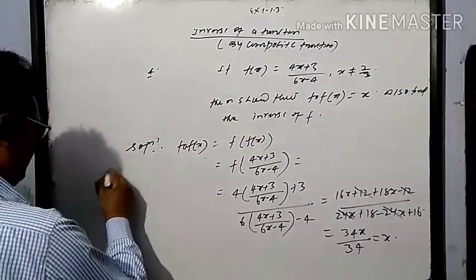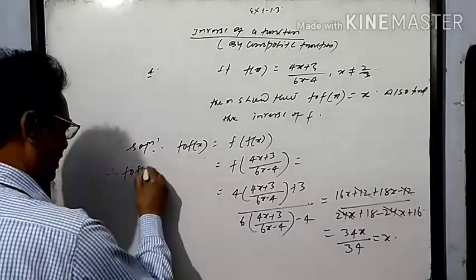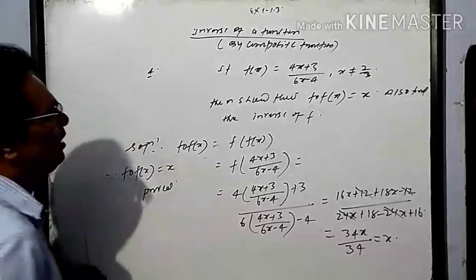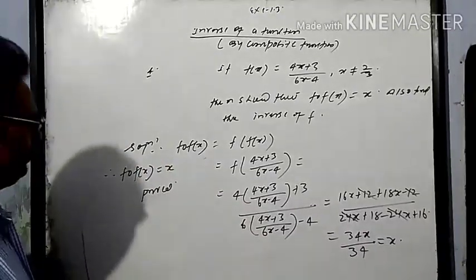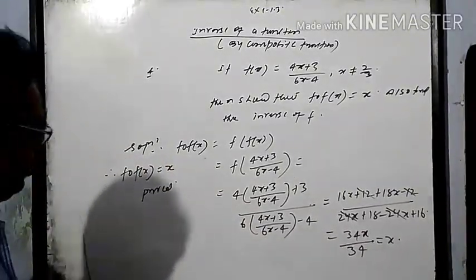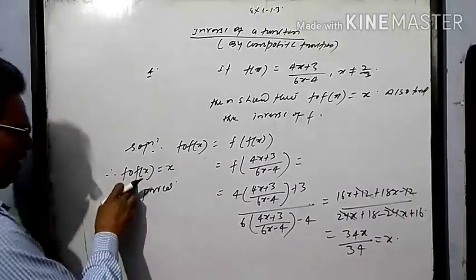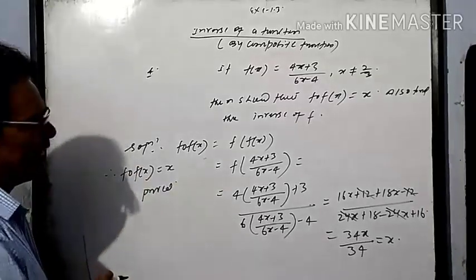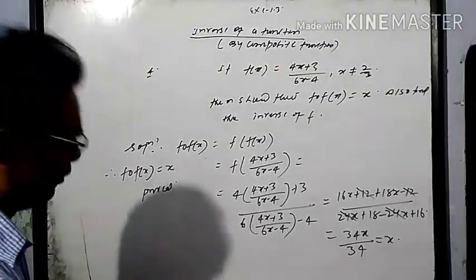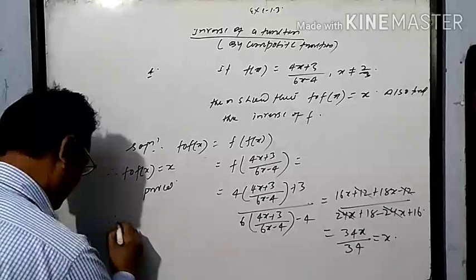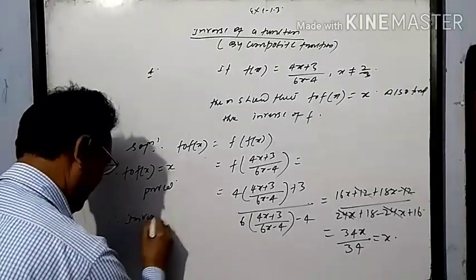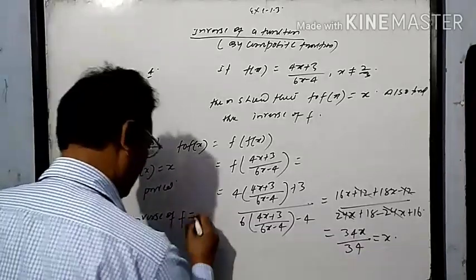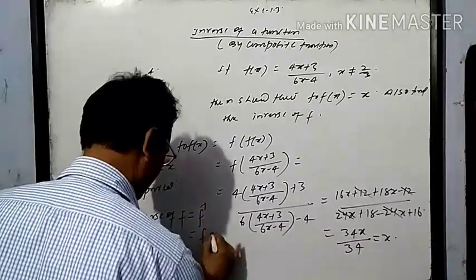Therefore, f composite f of x is equal to x, proved. By the definition of the inverse of a function through composite function, if f composite f of x is equal to x, then f is called the inverse of f. Therefore, the inverse of f, f inverse, is equal to f.